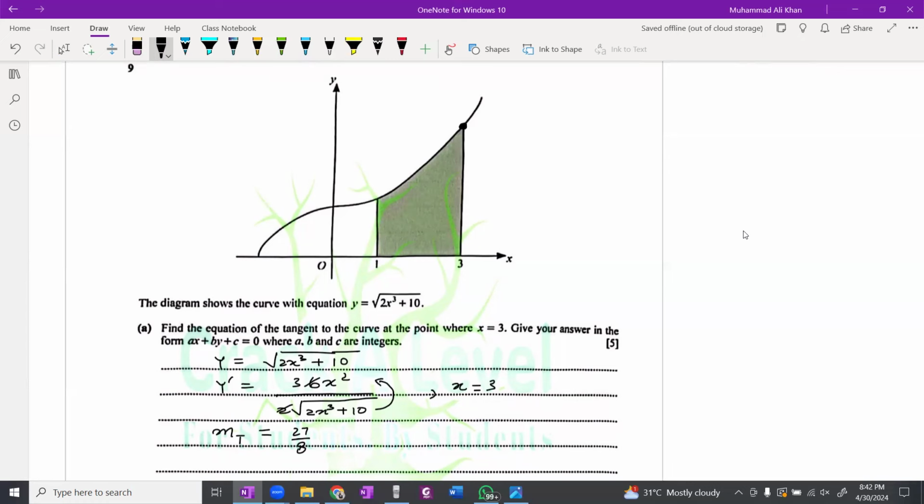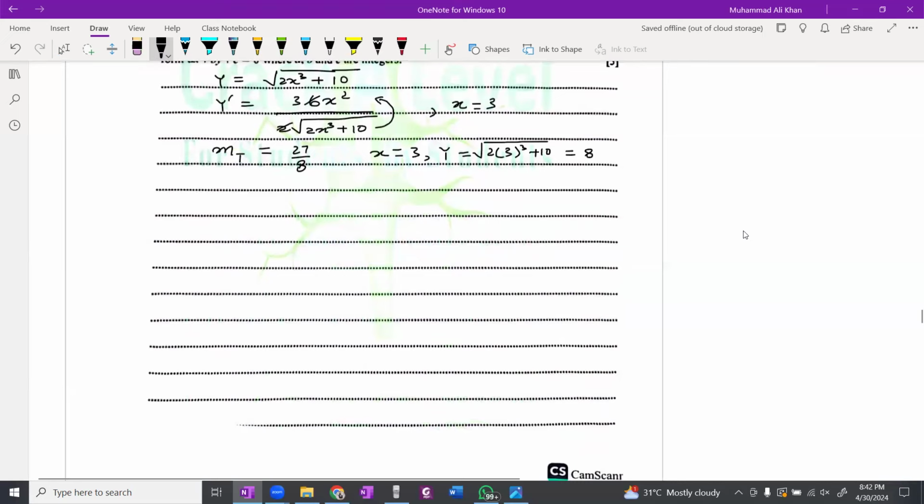This is the gradient of the tangent. The value of x is 3. What is the value of y? The value of y is under root. Replace x by 3, so it will be 2 into 3 cubed plus 10. So the answer is 8. These are the coordinates, and the gradient is 27 over 8.